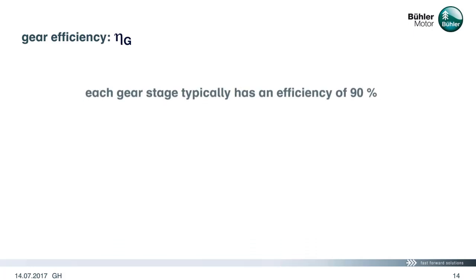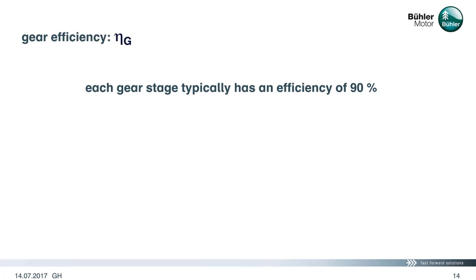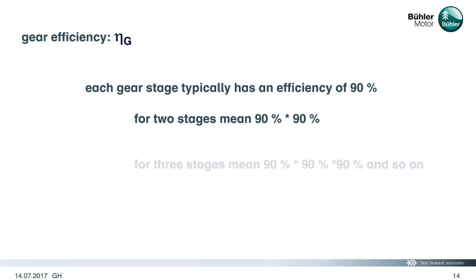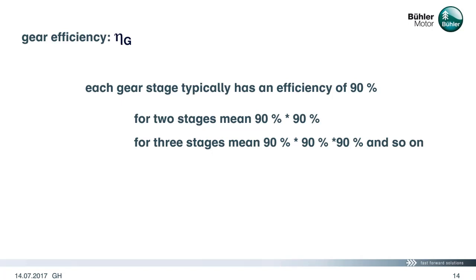Calculating the efficiency eta sub g of gearboxes with more than one stage means, if each stage has an efficiency of 90%, two stages means 90% times 90%, three stages means 90% times 90% times 90%, and so on. The formula for the gearbox efficiency eta sub g therefore is eta sub g = 0.9 to the power of the number of gear stages.